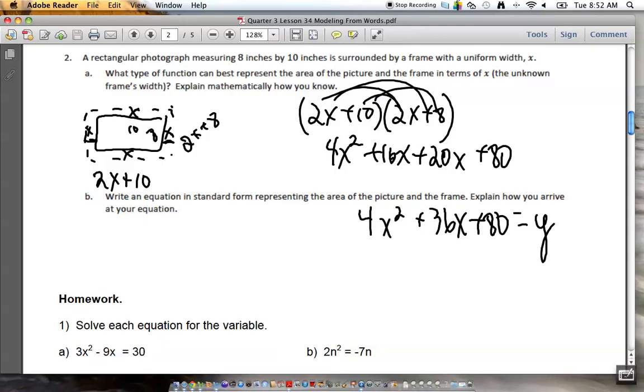And based on the width of the frame, the area changes, and x represents the width of the frame. So if the width of the frame is 5, it's going to be a different area than if it's 10, than if it's 1. Okay? All right, any questions? Yes? So we have to simplify that down? You do not need to simplify it down. It says write a function. However, if you factored out the 4, it would also be correct as long as you made no mistakes along the way. All right, do we have any questions here?